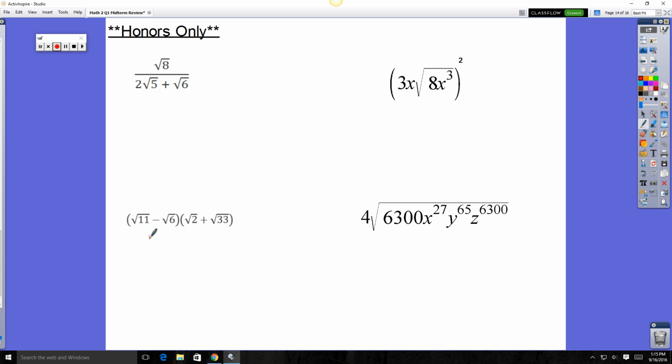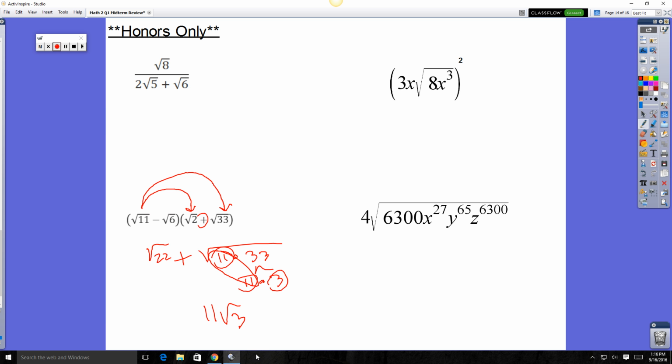This one you got to do a lot of distributing. You need to times this to this, which will give you a square root of 22. You need to times this to this, which we got a plus, will give you square root of 11 times 33. 33 has an 11 in it. It's 11 times 3. So you are going to take that square out right there. Take that square out, and that's going to be 11 square roots of 3. Okay, so I'm going to put these guys in the bank. I got a square root of 22, and I've got 11 square roots of 3.